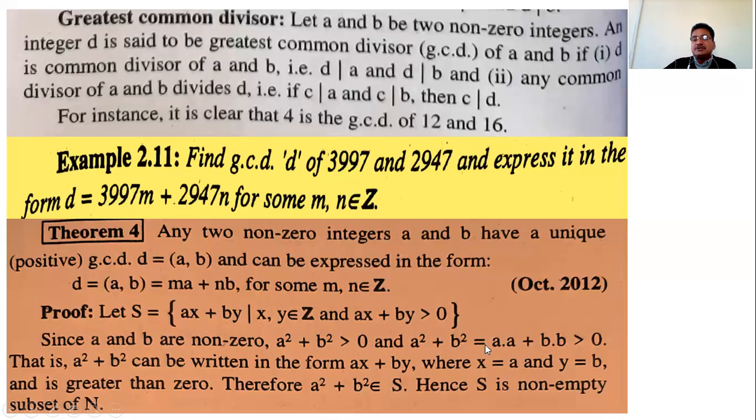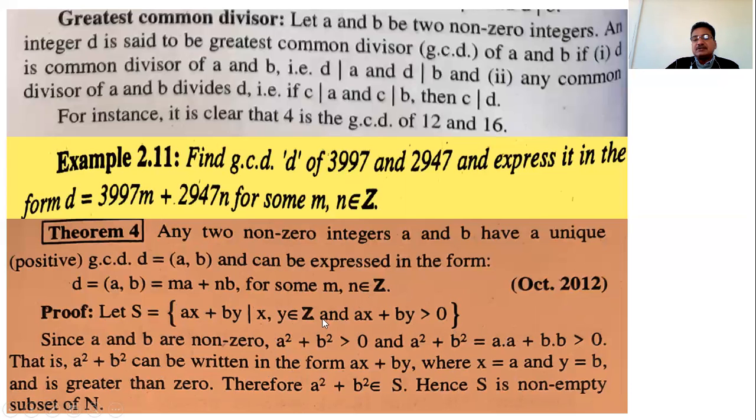This a square plus b square is of the form ax plus by, for x is a and y is b, and this number is greater than 0. Also this number is greater than 0, that is this condition, and therefore a square plus b square belongs to S, is an element of S, because it is of the form ax plus by, and ax plus by is greater than 0.